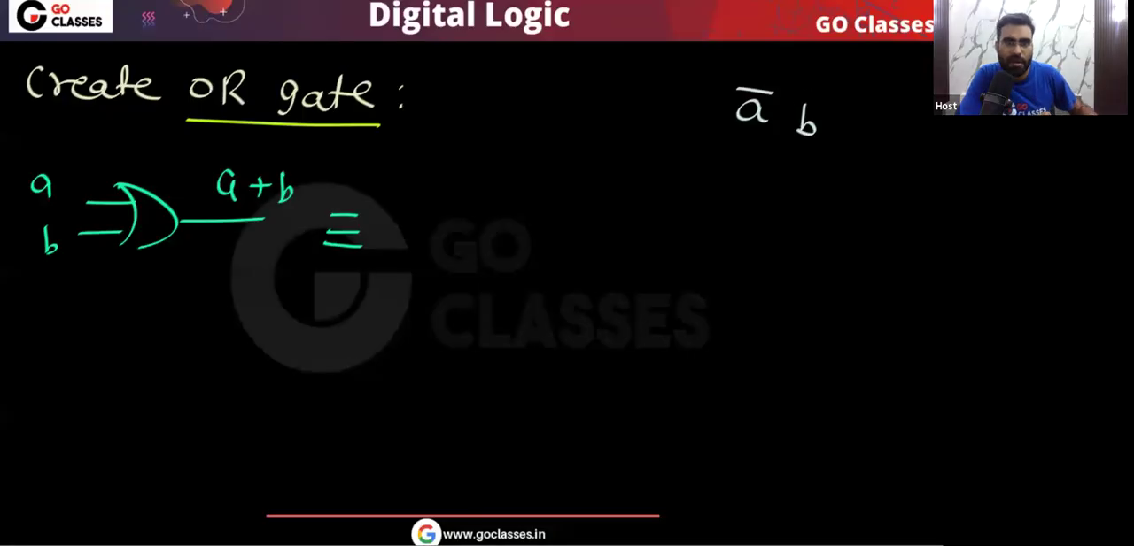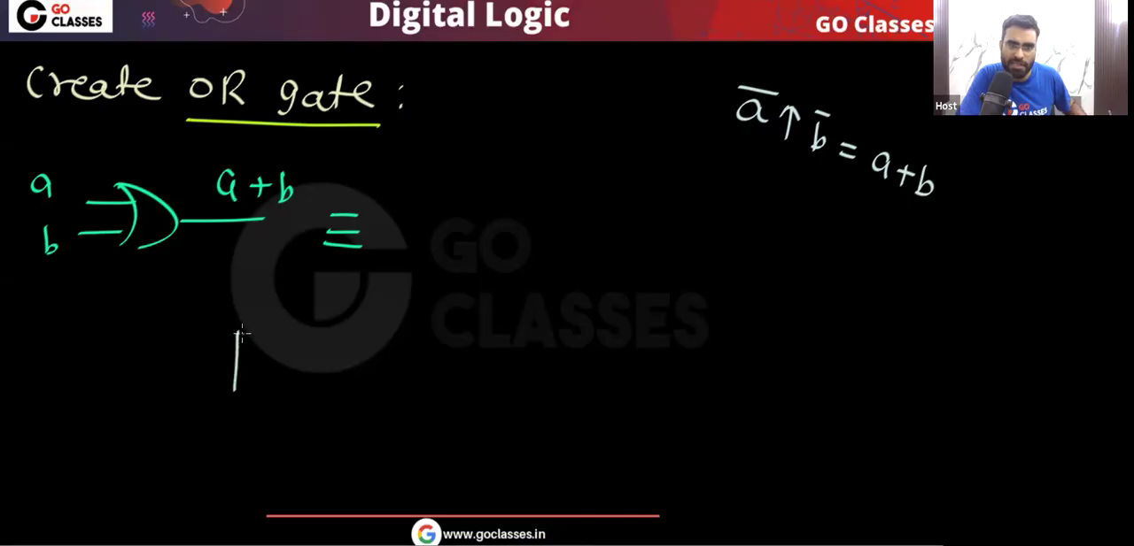You already know that first I will create A bar, then I will create B bar, and A bar NAND B bar, that is your A or B. So I will create A bar, I will create B bar, and then I will do NAND. Basically, the idea is that I will do NAND of A bar and B bar.